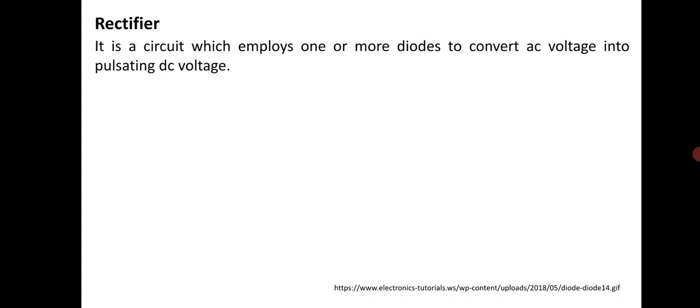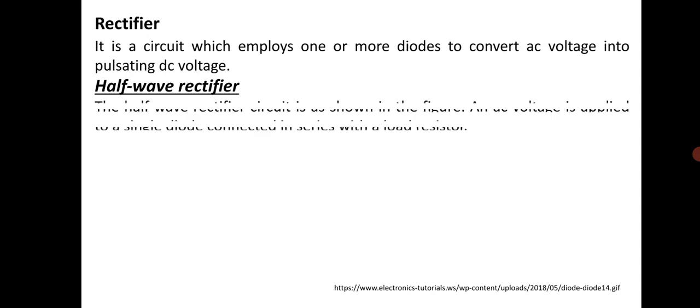Now let us come to the rectifier circuit, which is a very important part of the power supply. So what is a rectifier? Actually, it is a circuit which employs one or more diodes to convert an AC voltage into a pulsating DC voltage. So a circuit which converts AC to DC, we call a rectifier. There are actually two types of rectifiers. One is the full wave rectifier and the second one is the half wave rectifier.